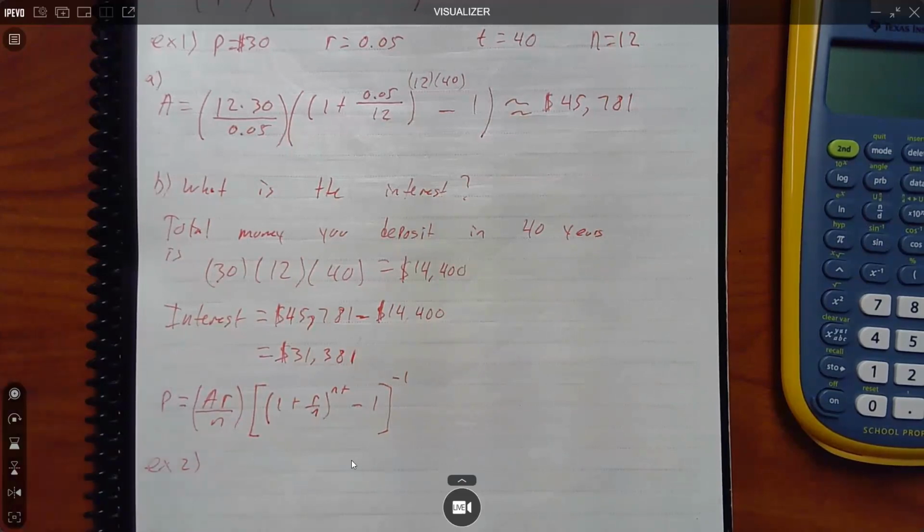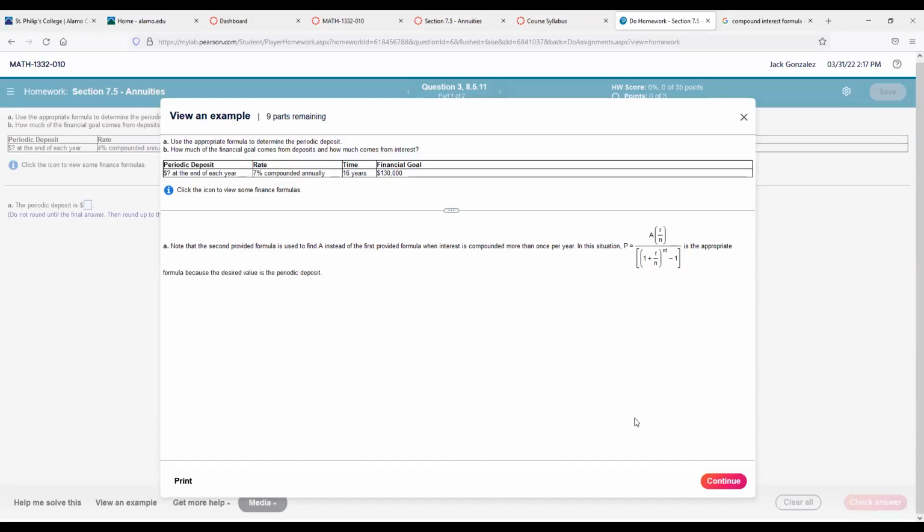Okay, let me switch over so we can write down the information. All right, so they want to know P, the payment. They said that the rate R is 0.07, compounded annually. So I'm only compounding once a year. N is 1. Time is 16. Financial goal is 130,000. So they want to save up to 130K in 16 years at a 7% rate. How do I do that? So that means that A is 130K.